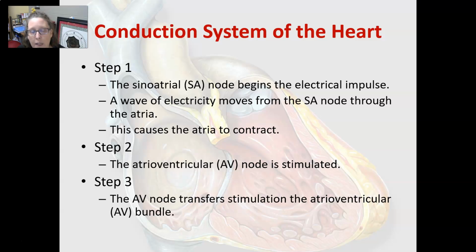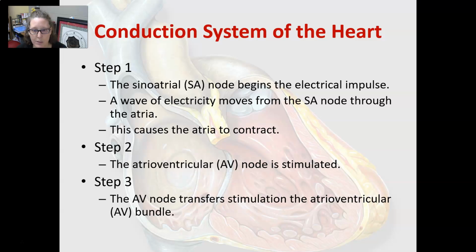So step 1, in the SA node or the sinoatrial node, which is also known as the pacemaker of the heart, it begins the signal. So it fires and begins the electrical impulse. And as it fires, a wave of electricity is going to move from the SA node through the atria, and that will cause the atria to contract.